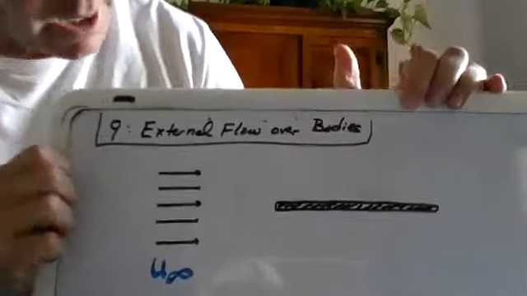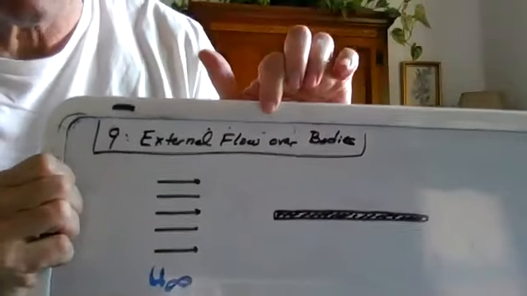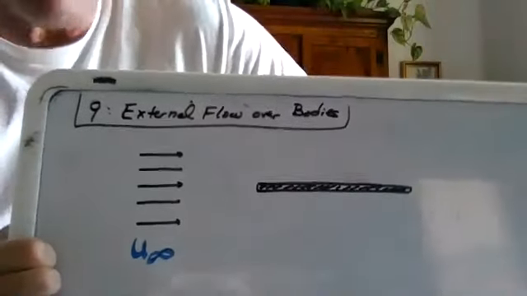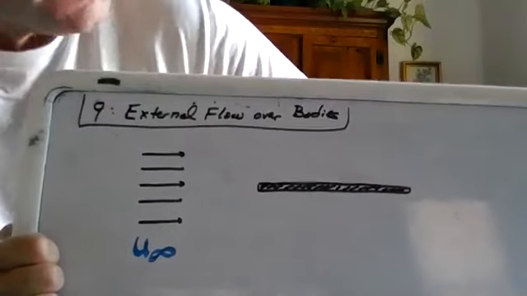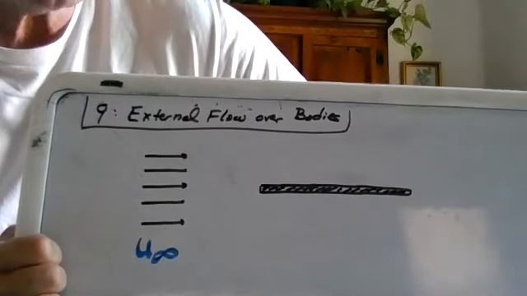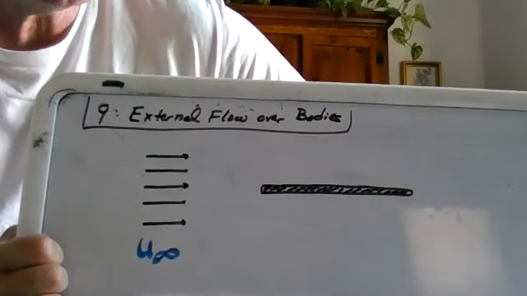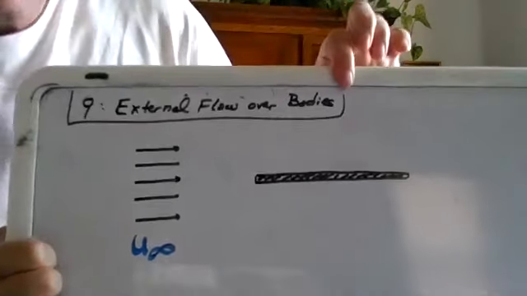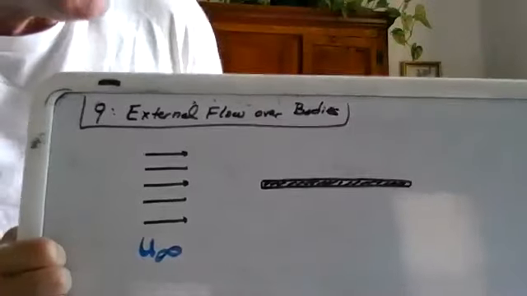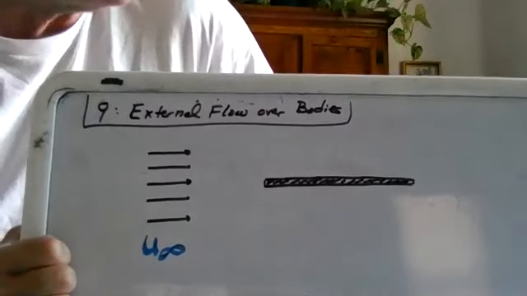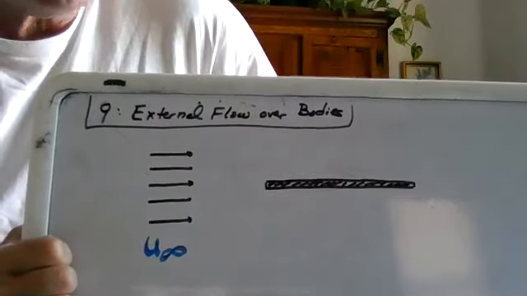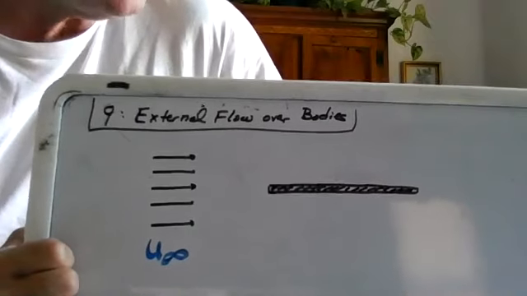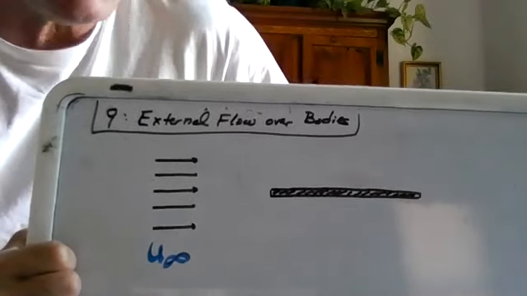All right, we're starting on chapter 9, and chapter 9 is about external flows over bodies. Chapter 8 was basically pipe flow, internal flow. In chapter 8, we're largely interested in the fluid, but here we're really interested in the fluid and the body because this is a really important application area for fluid dynamics. Flow over cars, flow over airplanes, flow over submarines, flow over bicyclists.